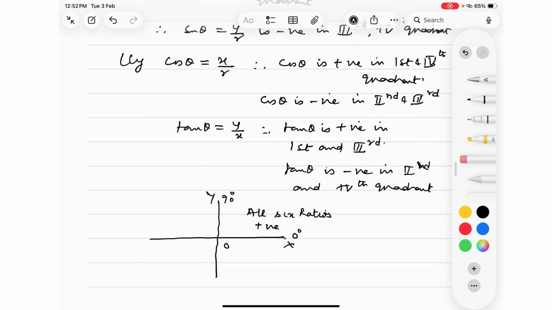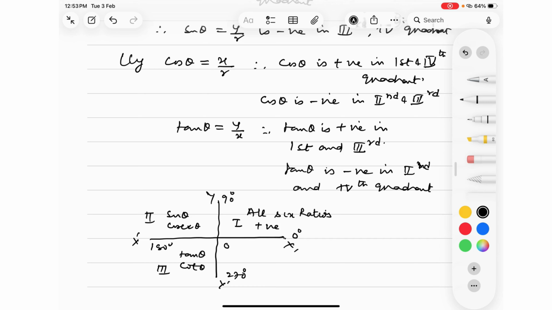Sine theta and cosecant theta, because cosecant theta is the reciprocal of sine theta, are only positive in the second quadrant, that is from 90 degrees to 180 degrees. The third quadrant is X dash O Y dash, from 180 degrees to 270 degrees. Tan theta and its reciprocal, cot theta, are only positive. The remaining 4 ratios are negative.